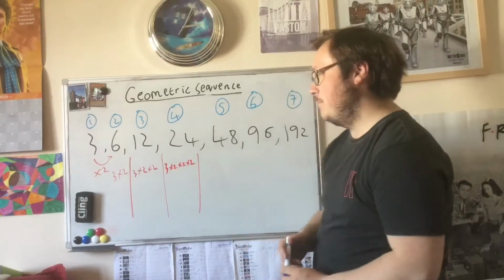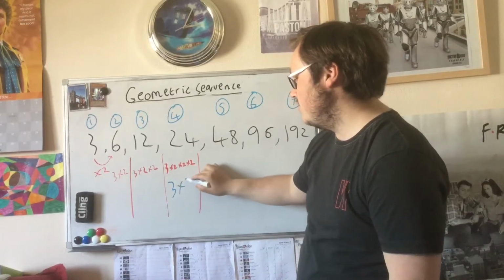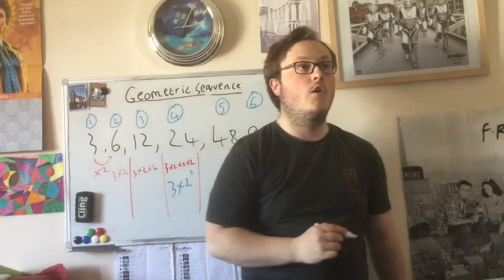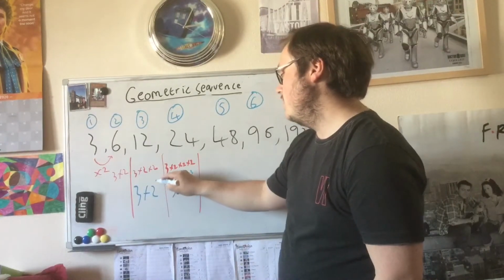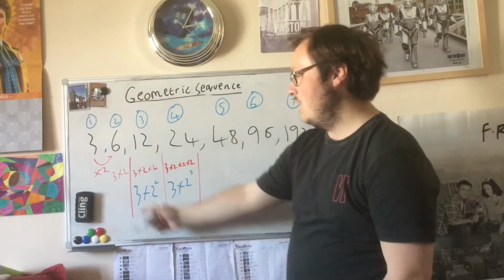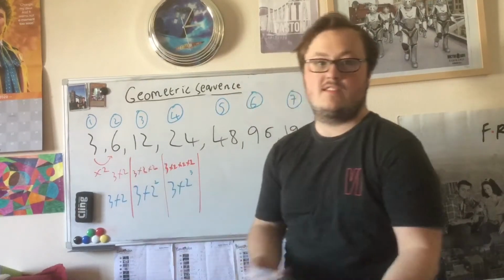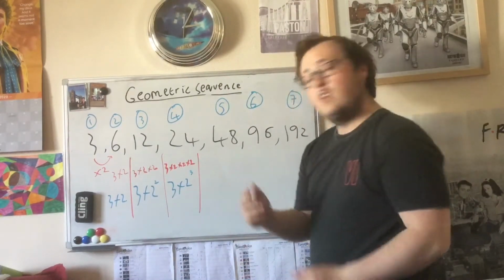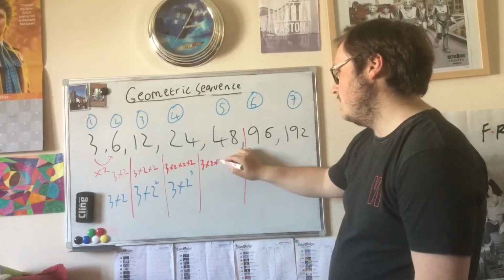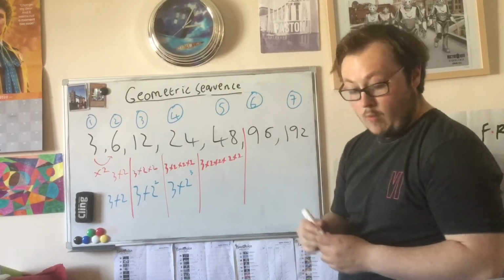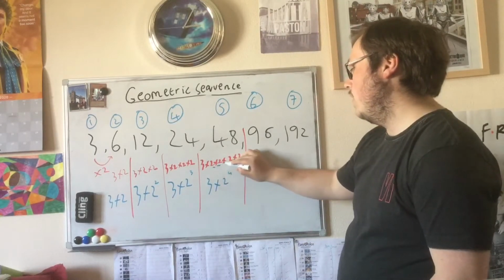How can we make it a bit simpler? Well, 3 times 2 times 2 times 2 is the same as 3 times 2 to the power of 3. 3 times 2 times 2 is the same as 3 times 2 to the power of 2. 3 times 2 is the same as just 3 times 2 to the power of 1, which is the same as just 2. So what would the next one be? Well, for 48, if you're timesing it by 2 again, it would be 3 times 2 times 2 times 2 times 2, which is the same as 3 times 2 to the power of 4.